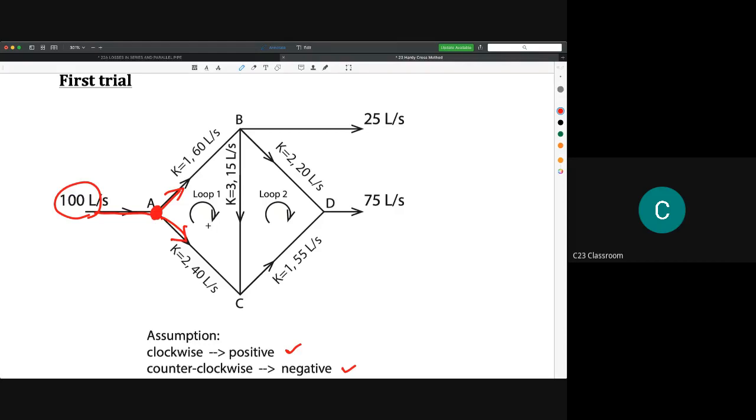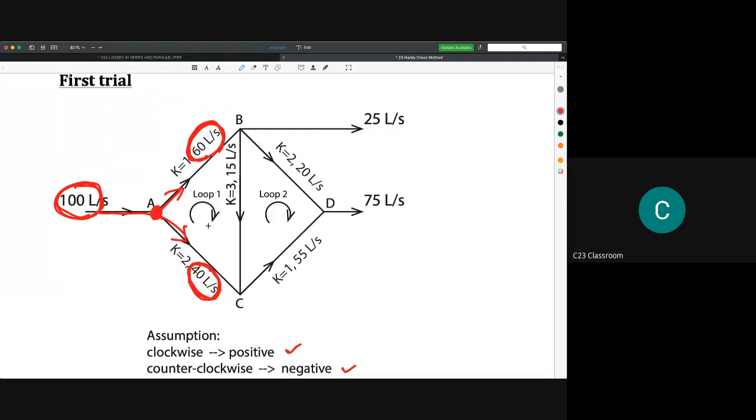So for example, as a first guess, I would like to say that this pipe is 60 liters per second, and this pipe is 40 liters per second. So please bear in mind that if you add these two values, they must be equal to 100, because it's split into 2. So at this moment, it is okay. If you want to start with 50-50, it's okay. If you want to start with 70-30, it's also okay.